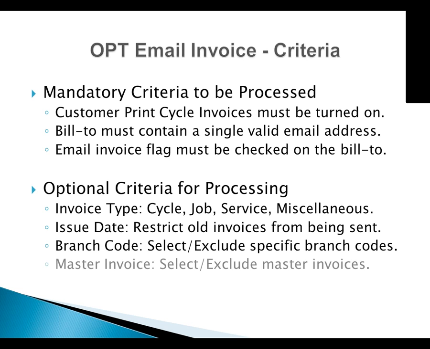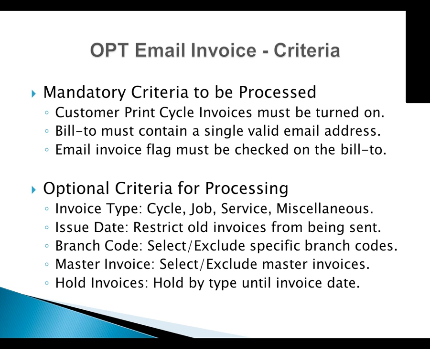Some additional criteria that can be set custom for your company is the invoice type. We can filter, include, or sort invoices by cycle, job, miscellaneous, or service. We also can restrict the invoices that are going out based on the invoice date and the issue date. We also have the ability to select and exclude specific branch codes. In addition, we can also run the event specifically for each branch to allow dynamic branding, logo switching, and other types of changes to the event itself based on the branch code.